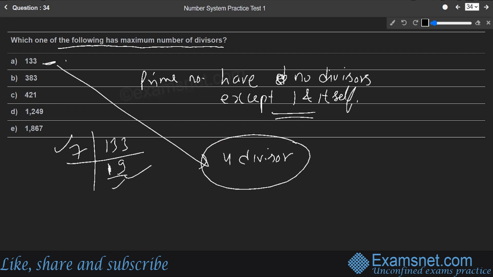Let us talk about the other numbers: 383, 421, 1249 and 1867. If you check thoroughly, all these numbers are prime. Prime numbers can be checked by dividing by 2, 3, 5, 7, 11, 13 and so on. So only 133 is not a prime number, and it will clearly have more divisors than a prime number. So the question was which one has the maximum number of divisors. The answer is 133, option A.